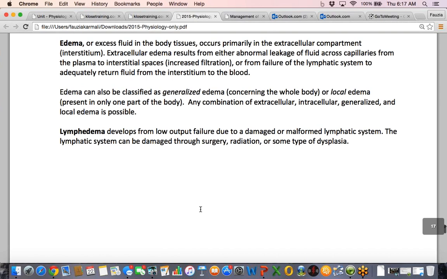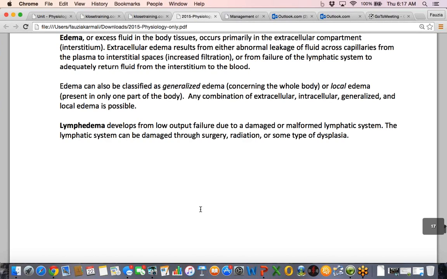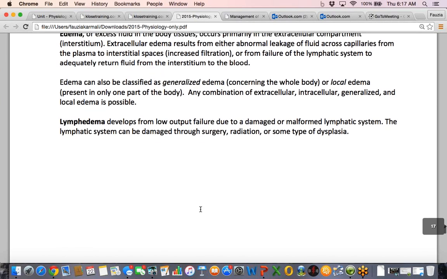And lymphedema develops when, as we talked about, there's low output failure or a damaged lymphatic system, or if a patient has had surgery, lymph nodes removed, or radiation, or some type of dysplasia of the lymphatic system, then you're going to get lymphedema. Is everyone pretty clear about lymphedema versus edema?